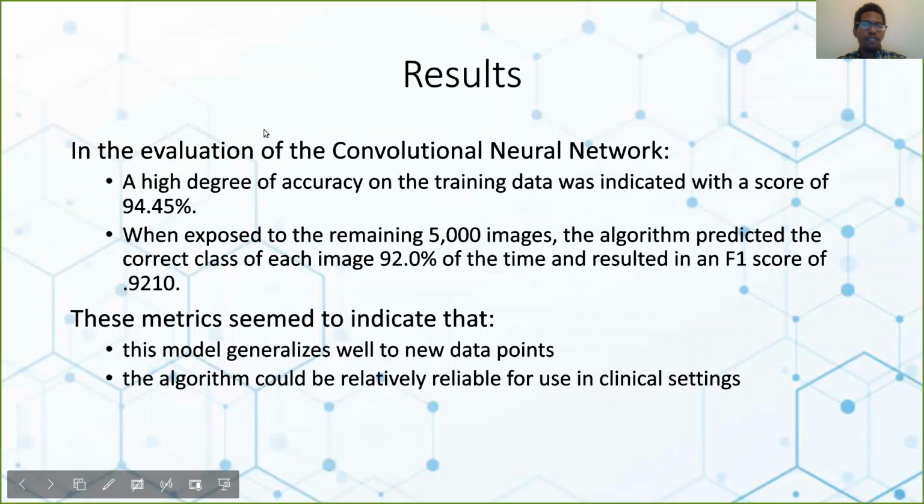In the evaluation of the convolutional neural network, a high degree of accuracy on the training data was indicated with a score of 94.45. When exposed to the remaining 5,000 observations, we saw that the algorithm was extremely effective and generalized well, with the accuracy score of 92.0 and an F-score of 0.9210. These metrics seemed to indicate that the model generalizes well to new data points, and that this algorithm could be relatively useful when implemented in clinical settings.